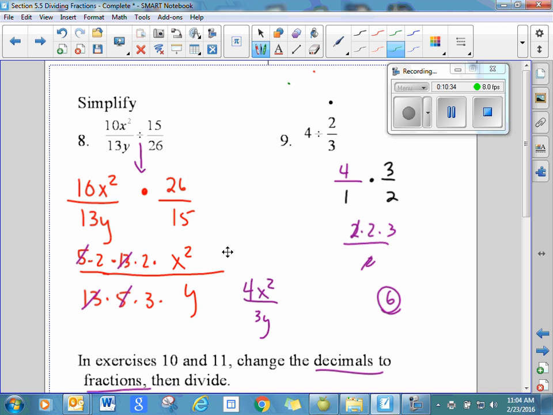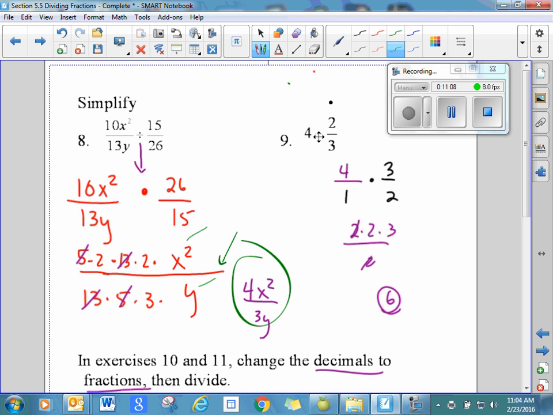All I have to do is my single fraction bar, move the numbers to the front and the variables to the back of the bus. 10 is 5 times 2. 26 is 13 times 2. I'm kind of liking this because I see a 13 down here. That's looking good. And I make 15 5 times 3. Cancel what you can. Put it back together. It's all positive because everything was positive. Here's your answer. One more in this section.